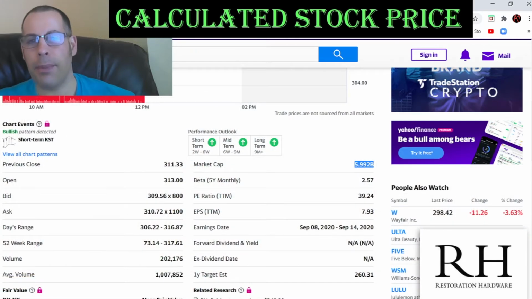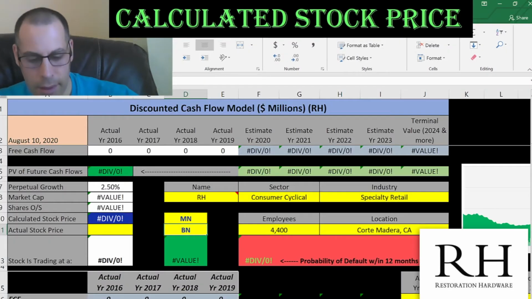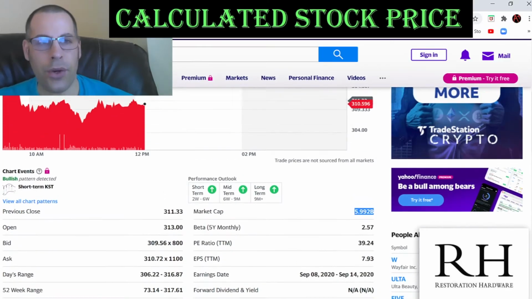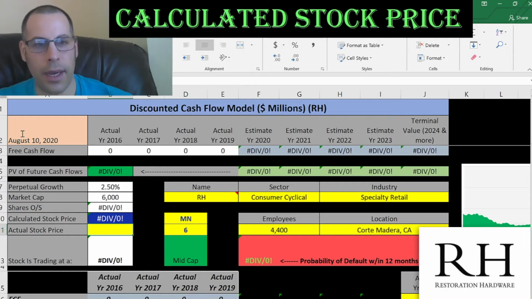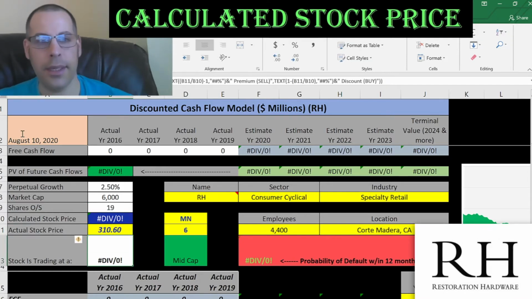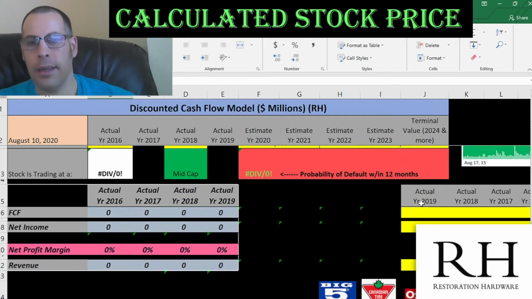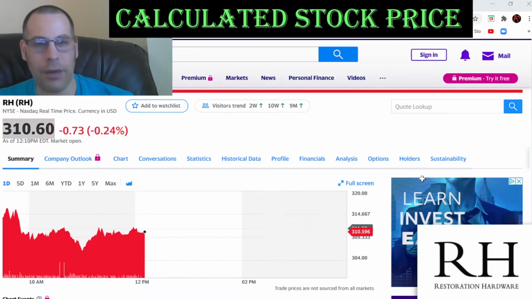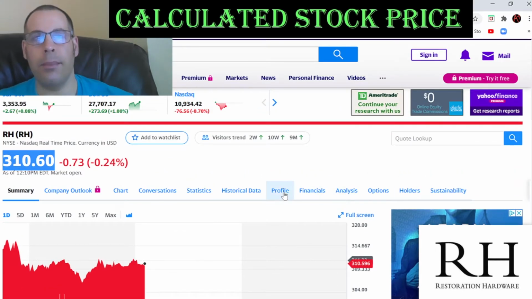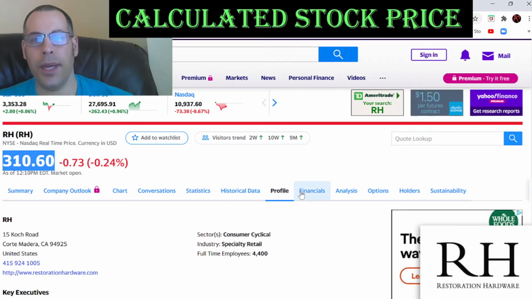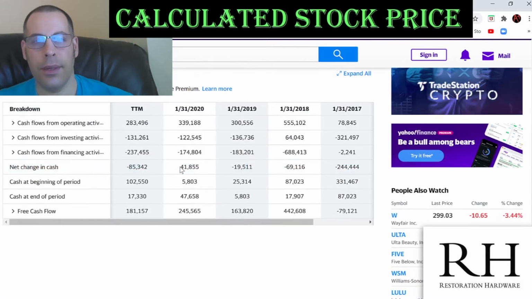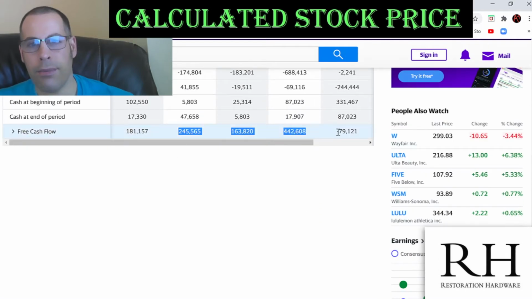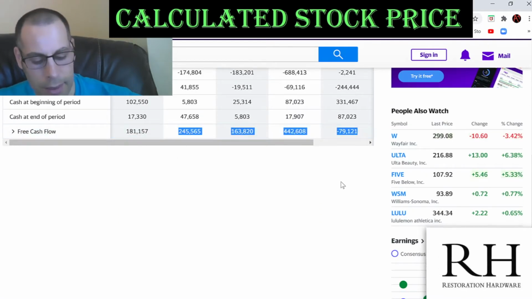They have a market cap of $6 billion. And let's see what they're trading at. $310.60. So one share of stock is $310. Not a cheap stock. Let's get their free cash flows. And the way you value a company is you estimate the future free cash flows, and then you discount that number back to today's value. And they have positive free cash flows in 3 of the 4 years.